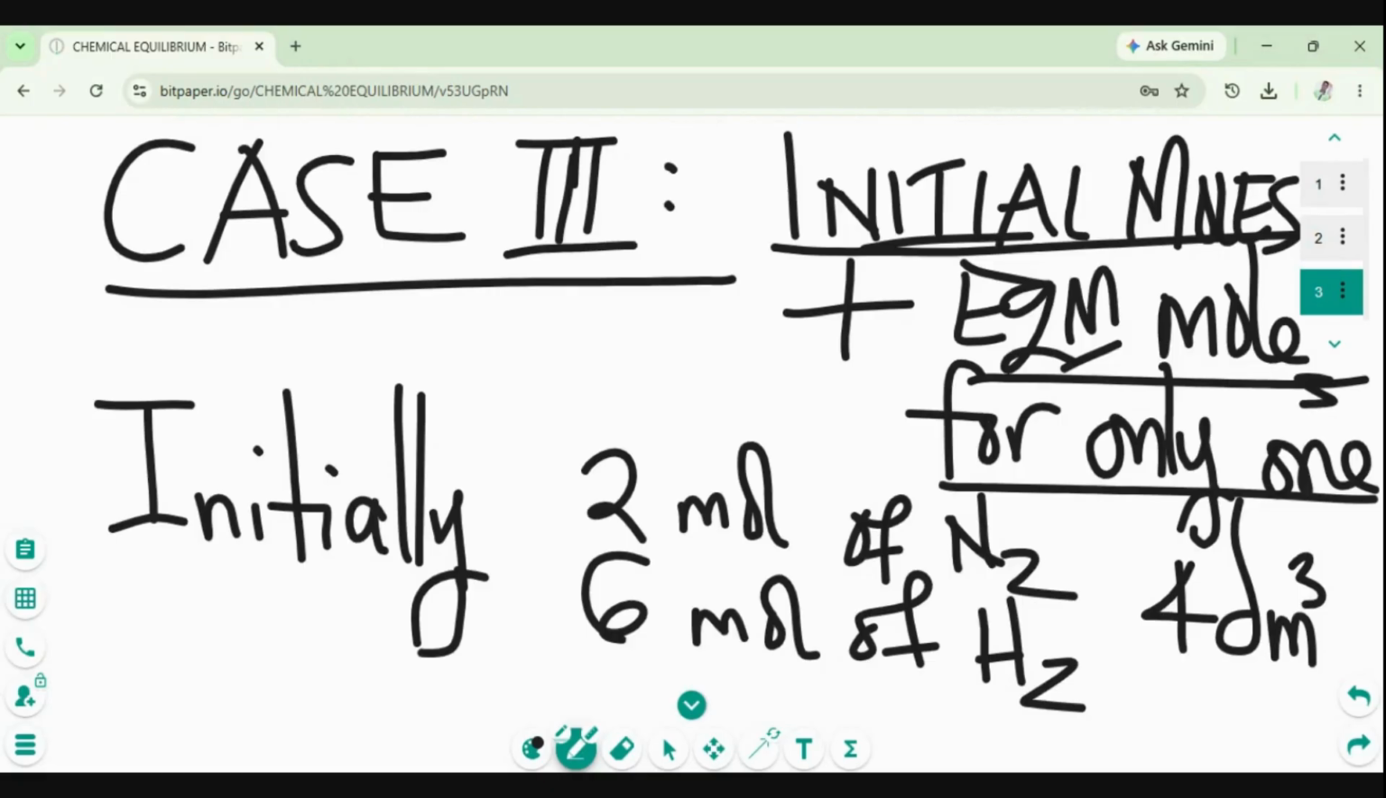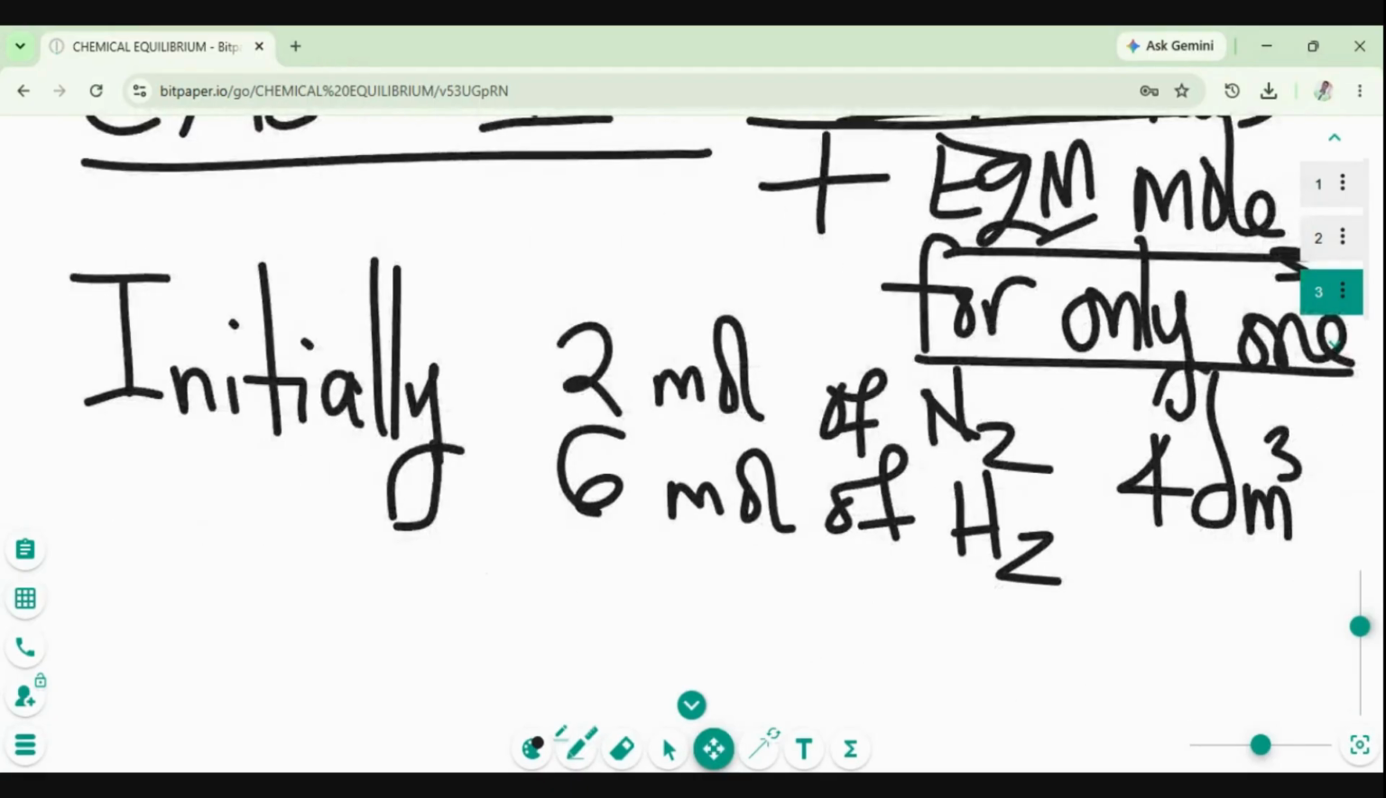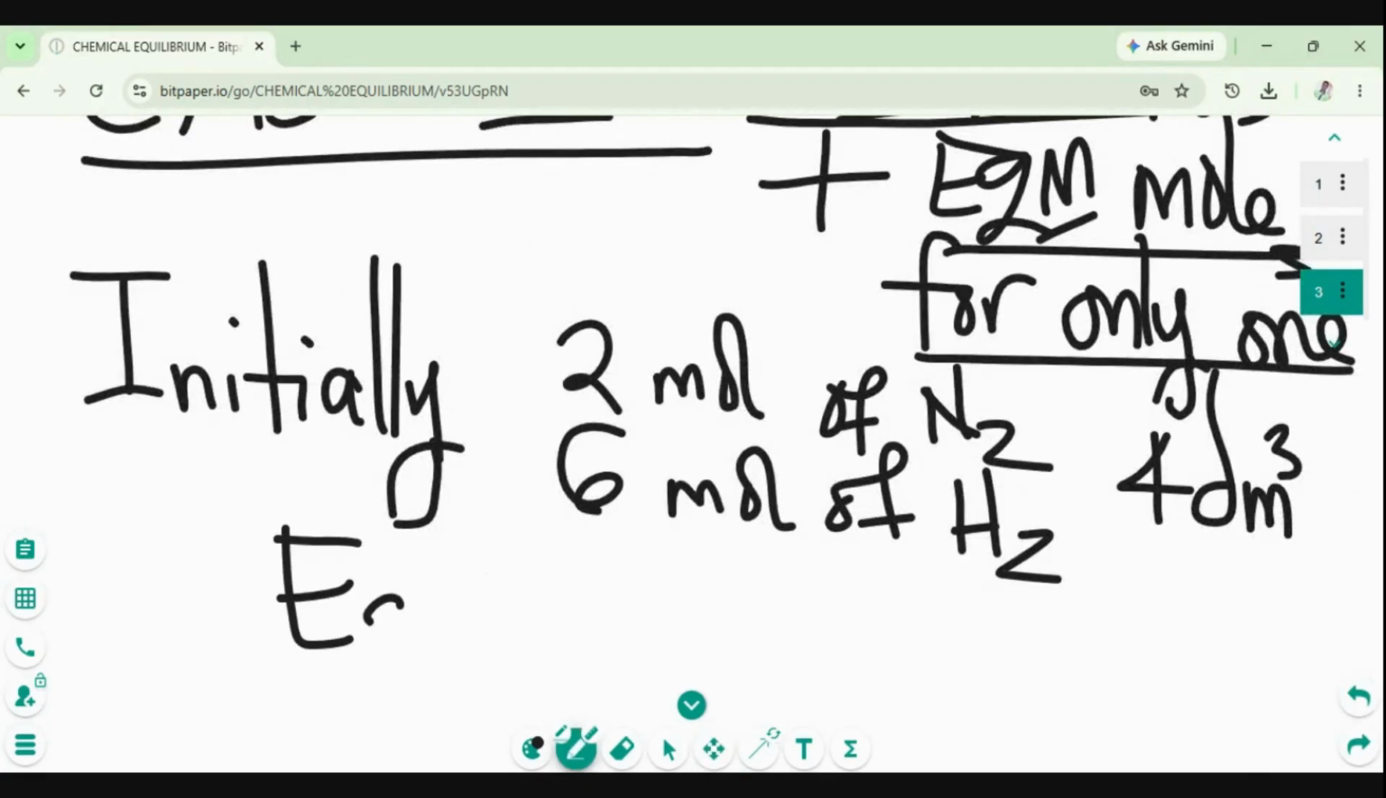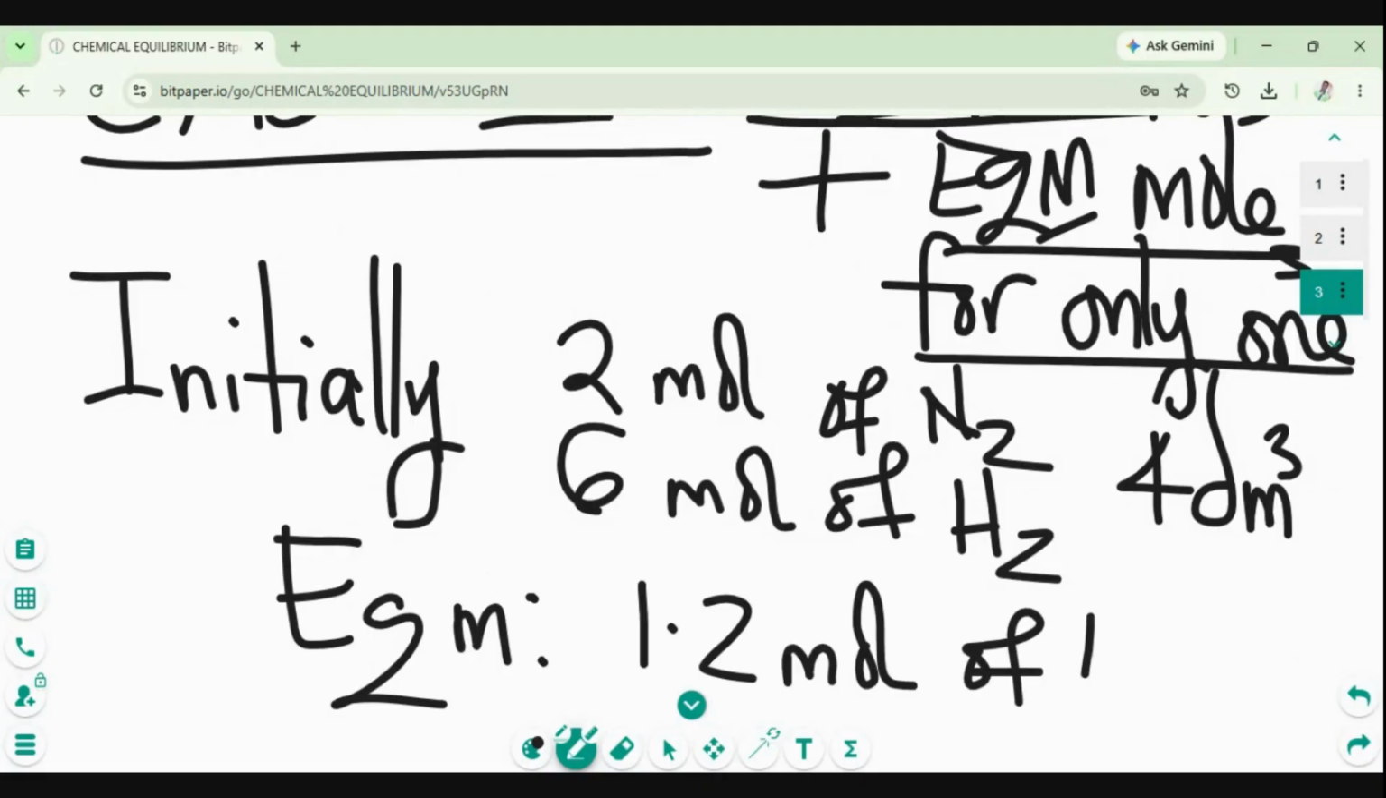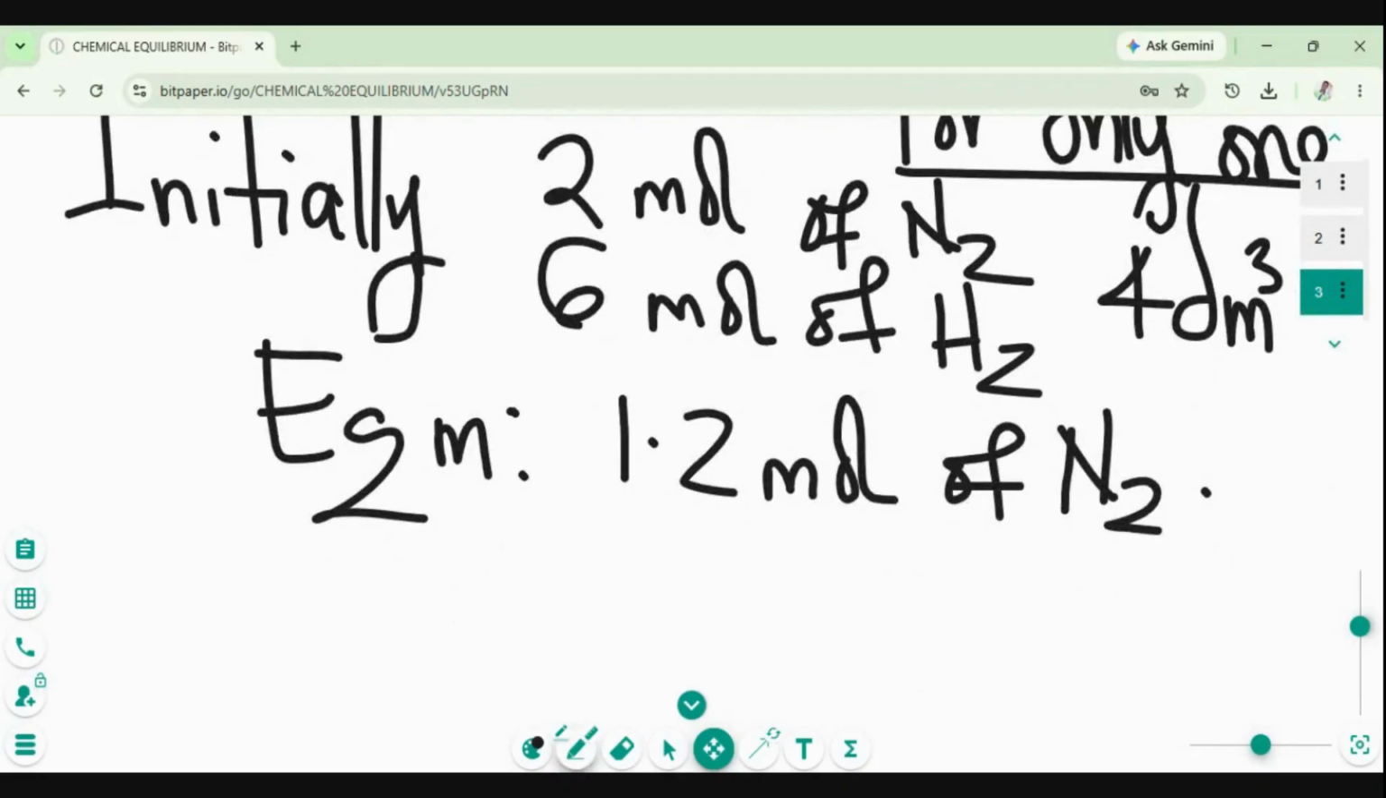And we are placing them in a 4 decimeter cubed vessel. You have 2 moles of nitrogen and 6 moles of hydrogen, and you are getting them and placing them in a 4 decimeter cubed vessel. Okay. And we're finding out that at equilibrium 1.2 moles of nitrogen remains. And then I ask you to calculate the Kc.